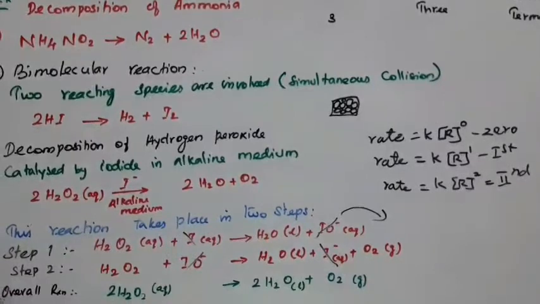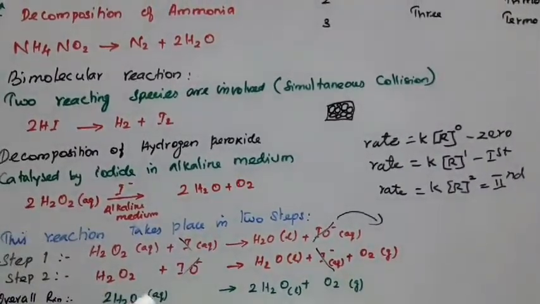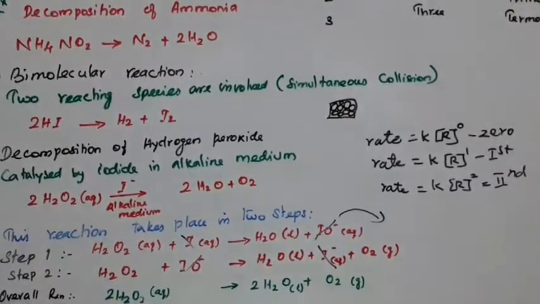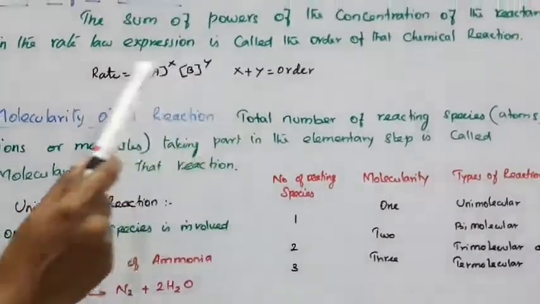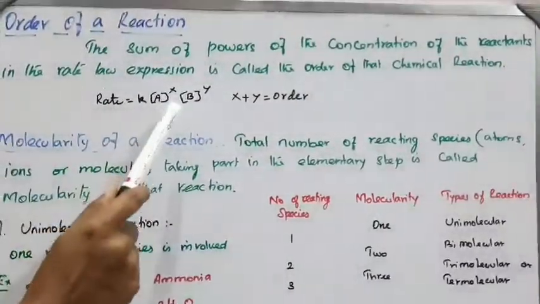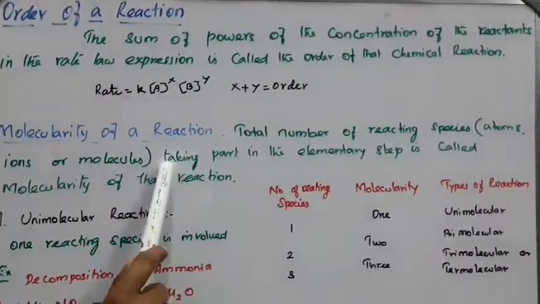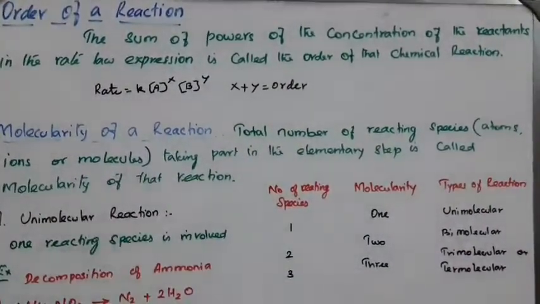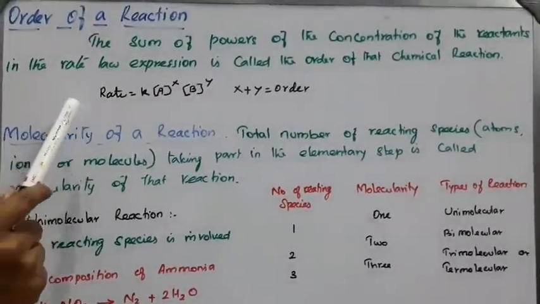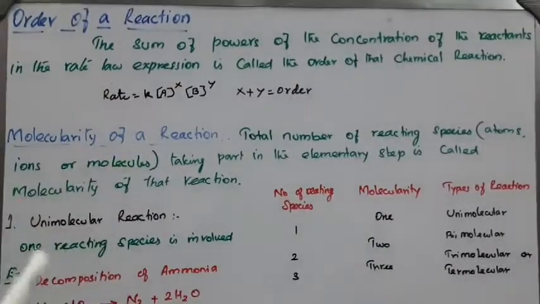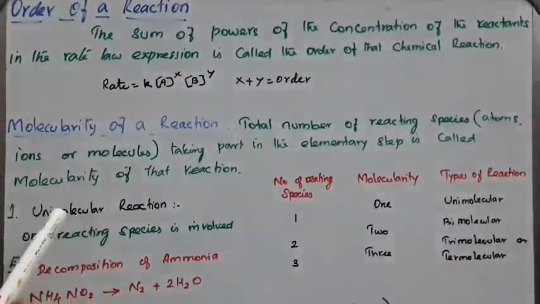Here, students, one question will be asked: what is the difference between order and molecularity? The order is the sum of powers of the concentration of the reactants in the rate law expression. Molecularity means the total number of atoms or ions taking part in a chemical reaction. Order is an experimental value, but molecularity is a theoretical value. How many ions or atoms are taking part?